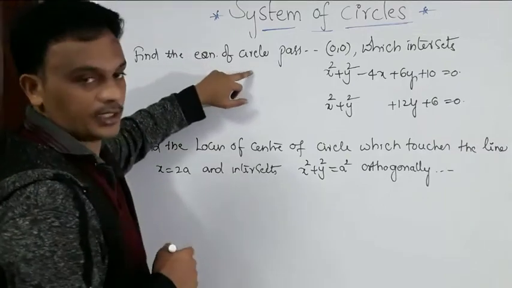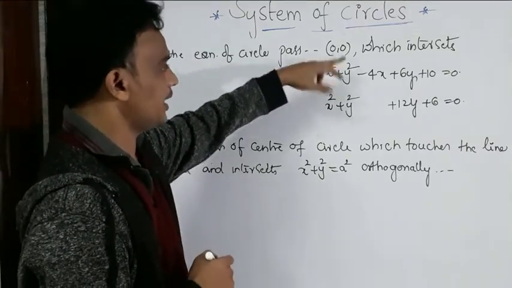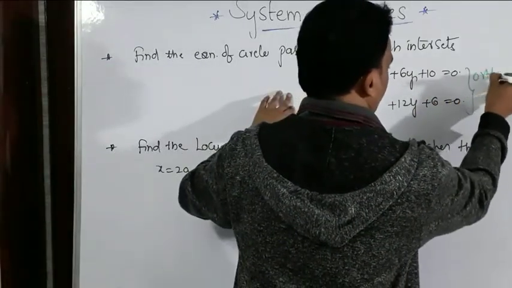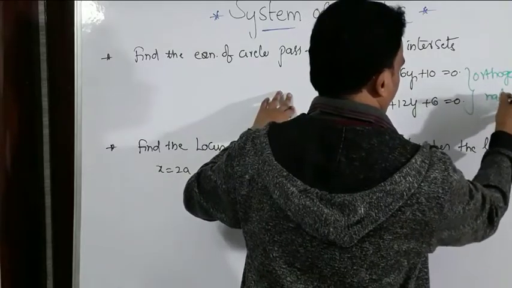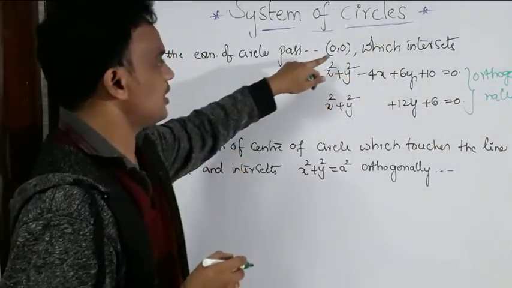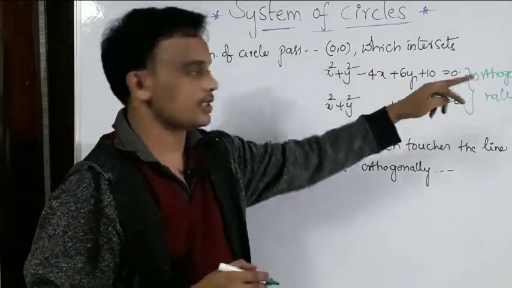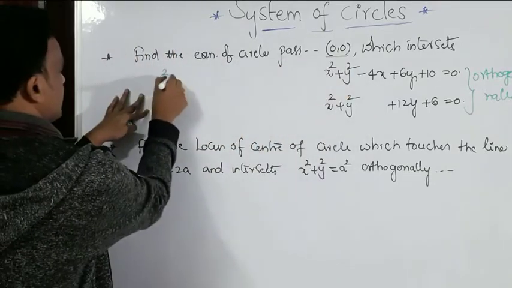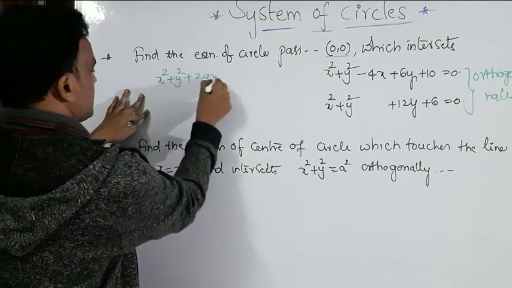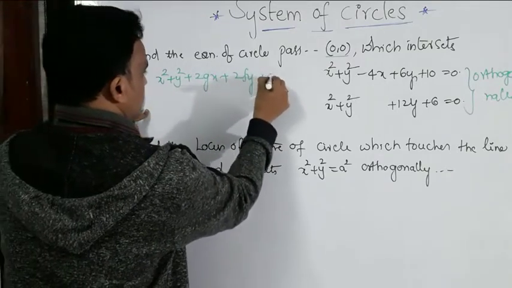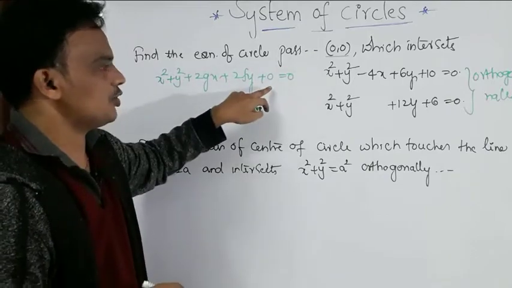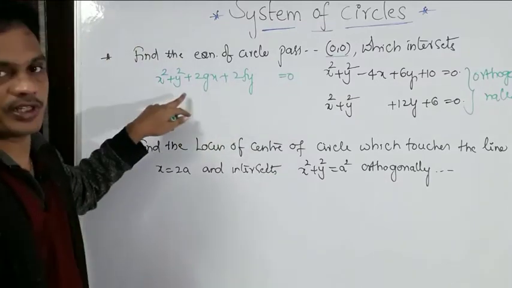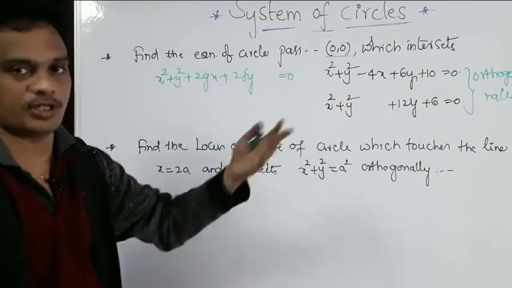Find the equation of a circle which is passing through origin and which intersects the two circles orthogonally. What is the equation of a circle? Conditions are: it is passing through origin and intersects the given two circles orthogonally. Equation of the circle passing through origin, can I take like this? x square plus y square plus 2gx plus 2fy plus c is equals to 0. That c value is 0, am I right or not? Why? Because it is passing through origin. So now your equation will be x square plus y square plus 2gx plus 2fy is equals to 0, that means the c value is 0.